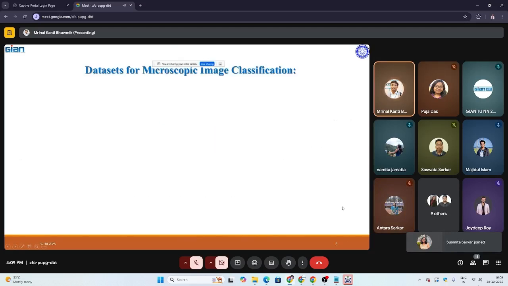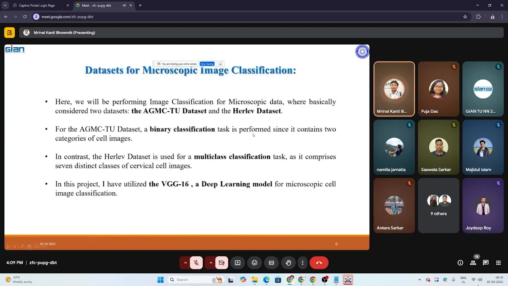Proceeding towards the next slide. What are the datasets I took for microscopic image classification? Here we'll be performing image classification for microscopic data, where we consider two datasets. As I've already mentioned in the content part, I'll be taking the AGMC2 dataset and the HighLev dataset. The AGMC2 dataset is a binary class dataset consisting of two classes, abnormal cancerous cells and normal cancerous cells. So I'll be training my VGG16 model on that data so that it can classify the cancerous cells as abnormal and normal correctly.